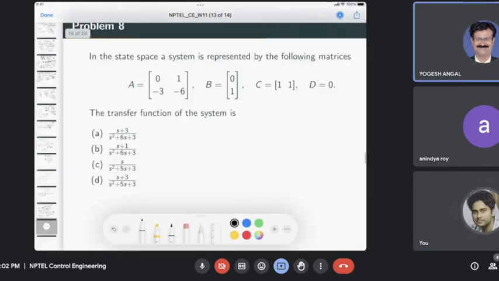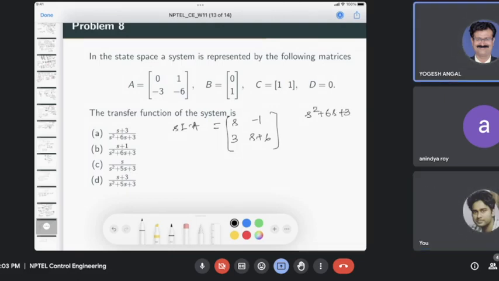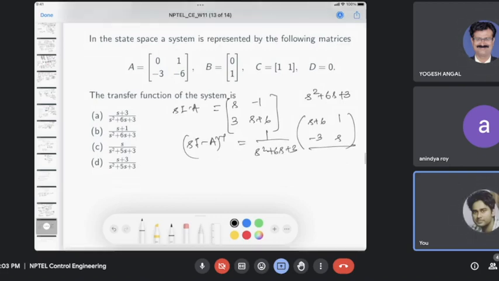Yeah. So just find this sI minus A inverse. So first, sI minus A will be s minus 1, 3, s plus 6. So then the determinant will be s square plus 6s plus 3, and the adjoint will be then what? So it will be s plus 6, s, 1, minus 3, and this sI minus A inverse will be just this adjoint over this determinant. So this is the term.